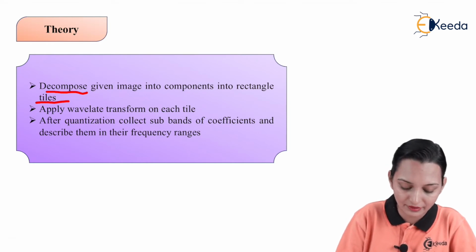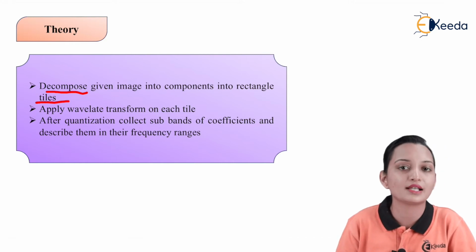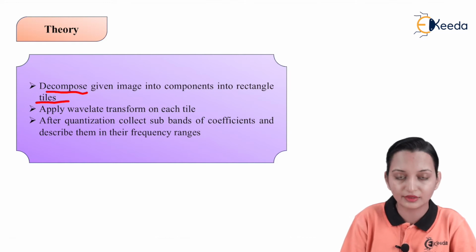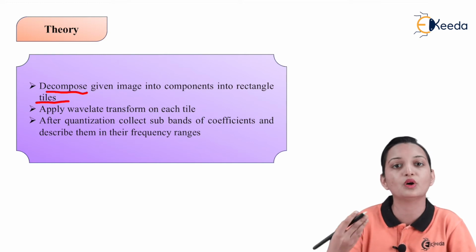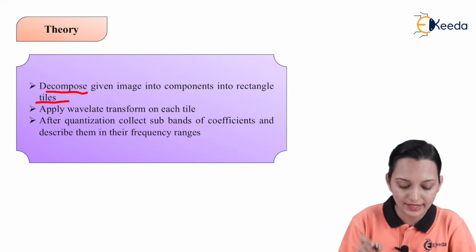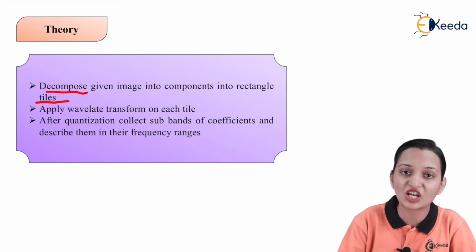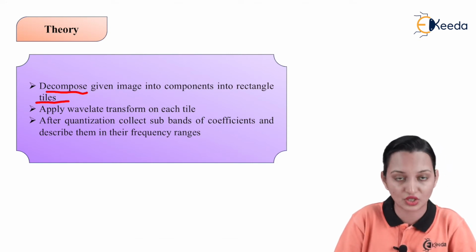Then apply the wavelet transform on each tile. Again we have to do the same process. Like in JPEG, we split a given image into blocks, and on each block we apply the DCT. Instead of that, here we decompose an image into tiles, and on each and every tile we apply the wavelet transform.